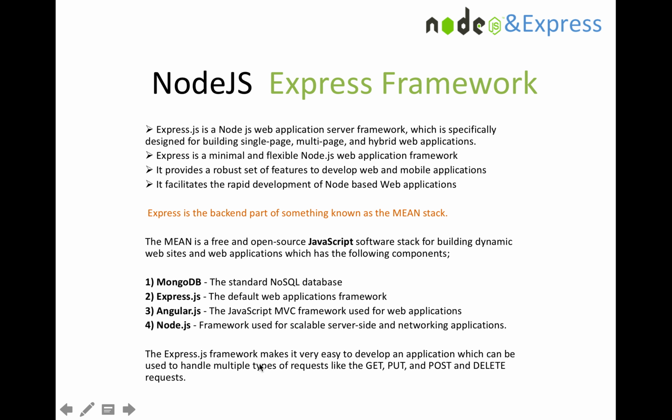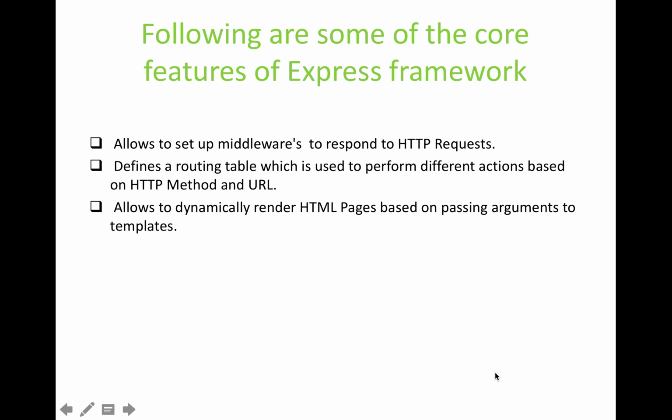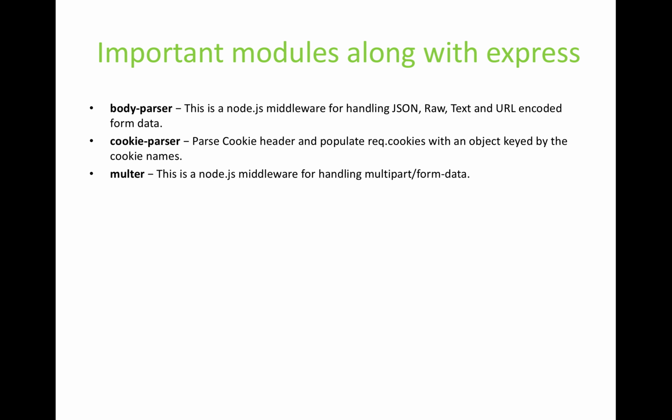The Express.js framework makes it easy to develop an application which can be used to handle multiple types of requests like GET, PUT, POST and DELETE requests. The following are some of the core features of the Express framework. It allows you to set up middleware to respond to HTTP requests. It defines a routing table which is used to perform different actions based on HTTP method and URL. It allows you to dynamically render HTML pages based on passing arguments to templates.